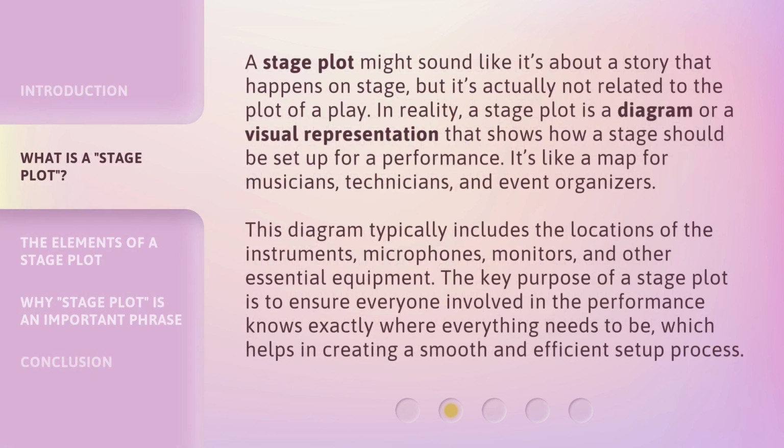A stage plot might sound like it's about a story that happens on stage, but it's actually not related to the plot of a play. In reality, a stage plot is a diagram or a visual representation that shows how a stage should be set up for a performance. It's like a map for musicians, technicians, and event organizers. This diagram typically includes the locations of the instruments, microphones, monitors, and other essential equipment. The key purpose of a stage plot is to ensure everyone involved in the performance knows exactly where everything needs to be, which helps in creating a smooth and efficient setup process.